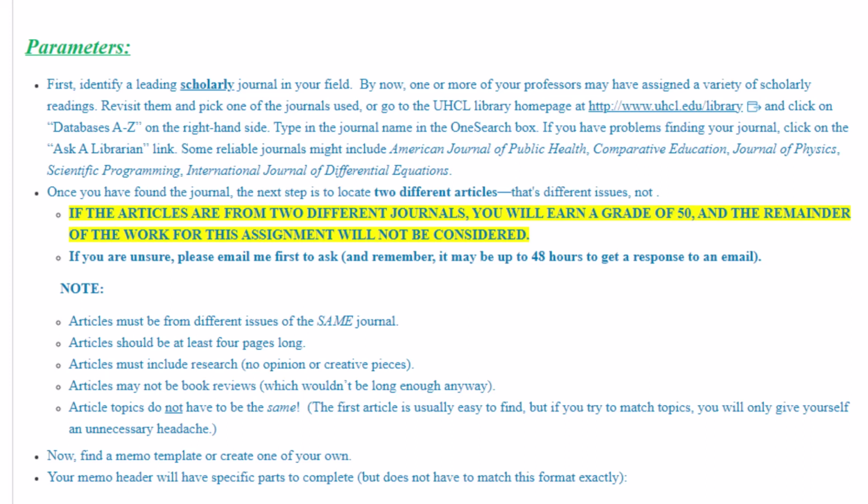You do not have to find an article that is over the same topic. If you spend your time trying to find an article over the same topic, you are going to drive yourself crazy. Don't do it. Just find two articles from two different editions of the same journal. Once you've done that, you're halfway done.